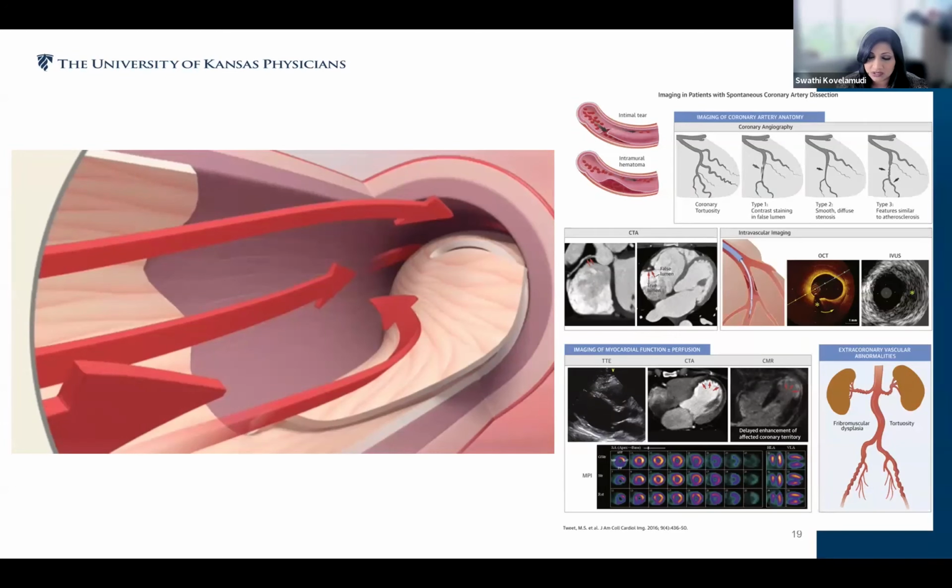SCAD is associated with several extracoronary vascular abnormalities, fibromuscular dysplasia, cerebral aneurysms. So patients that have spontaneous coronary artery dissection, once diagnosed on a coronary angiogram, we tend to image them essentially from head to toe and make sure they have no other arterial malformations.